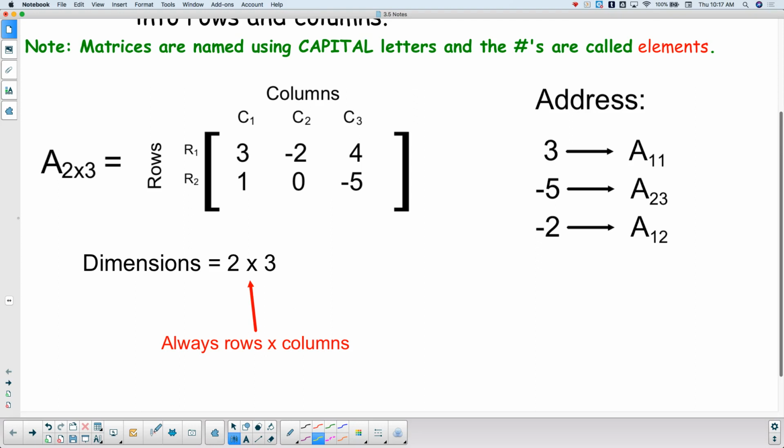3, -2, 4, pause for effect. 1, 0, -5. So as you're writing it down, it's kind of like, you guys are probably too young to remember typewriters. But the typewriter, when you were typing along, it would ding when you got to the end of the paper, and then it would reset itself. So it's kind of like 3, -2, 4, ding, because then you go to the next row, 1, 0, -5.